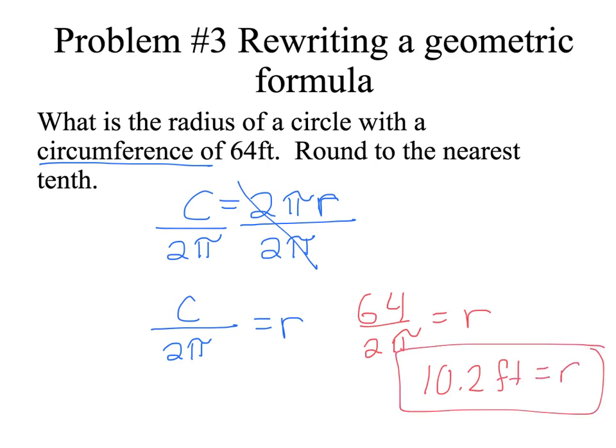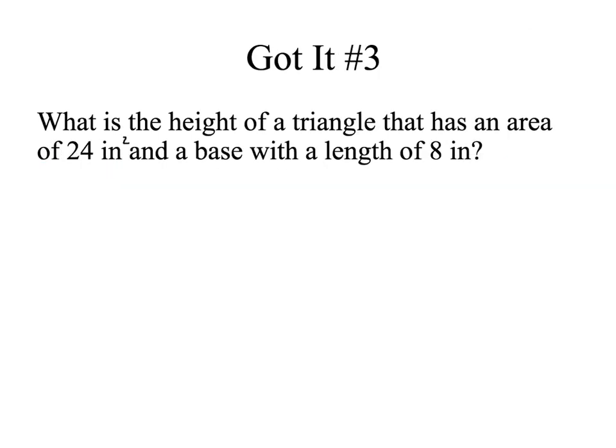Now, you could have just done 64 equals 2 pi times r and divided by 2 and then divided by pi. So it's the same exact thing, but sometimes they just ask you to rewrite the equation. Okay, and got it, number 3. So what is the height of a triangle that has an area of 24 inches squared and a base with a length of 8 inches?